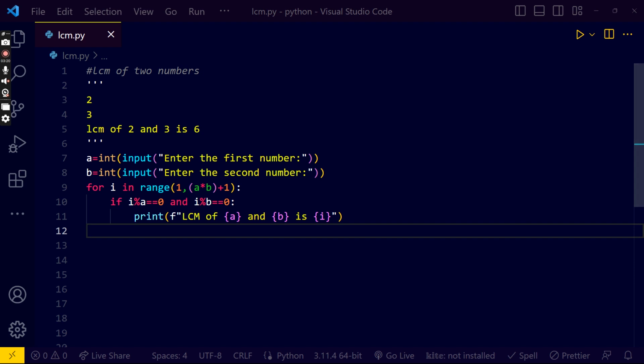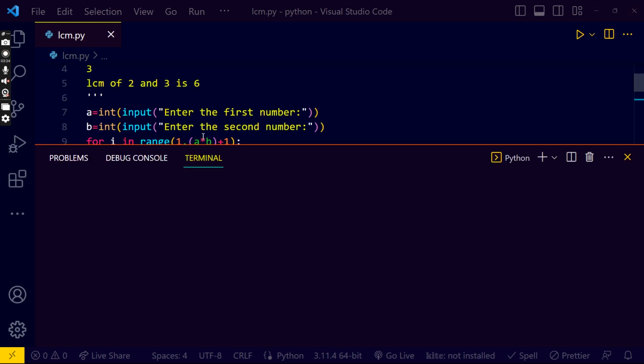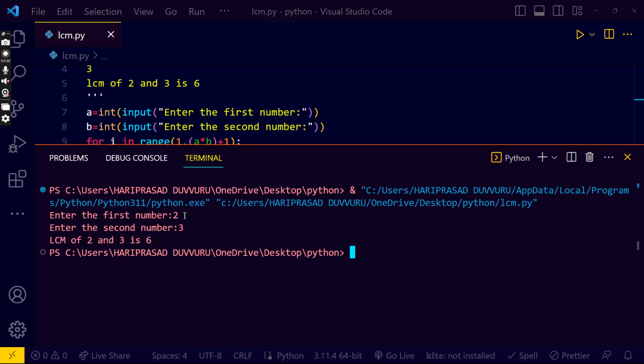Let us execute this code. Please understand the concept of the logic, don't memorize it by heart. So enter the first number, my number is 2, next is 3. Let us say 2 and 3, the LCM is 6.